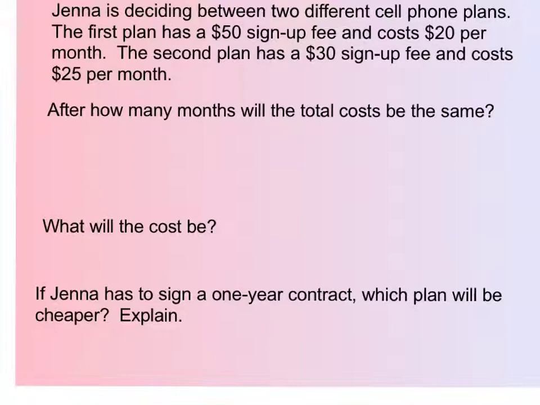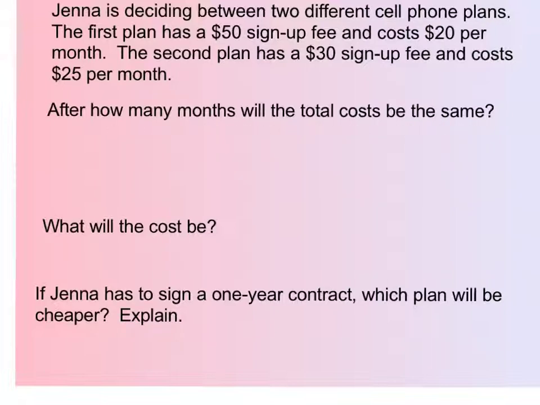Okay, we're going to end with a word problem. Jenna is deciding between two different cell phone plans. Well, the first plan has a $50 sign-up fee and then costs $20 per month. But the second plan has a $30 sign-up fee and costs $25 per month. So after how many months will the total cost be the same?